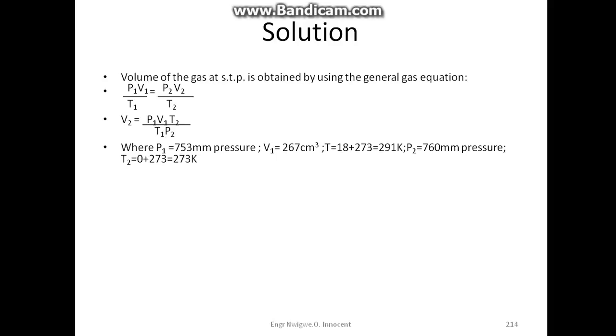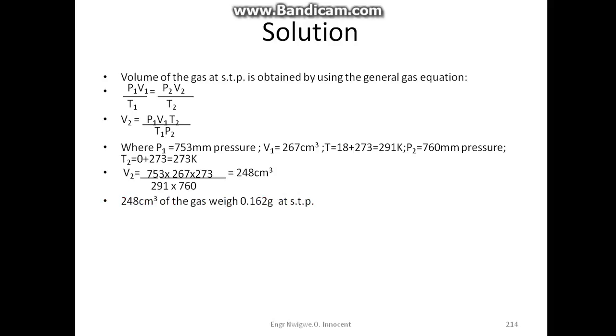T2 is now equal to 0 plus 273, which will give us 273 Kelvin. Substituting the values into the equation, we have that V2 will now be equal to P1, which is 753, times V1, which is 267, times T2, which is 273, divided by T1, which is 291, times P2, which is 760, which will now give us 248 cm cube after the computation.